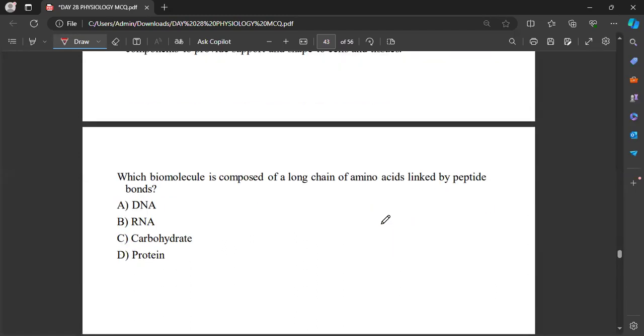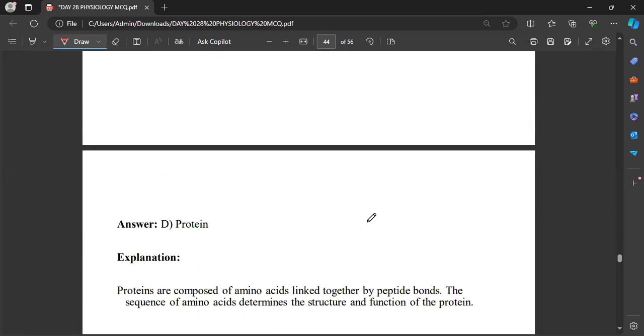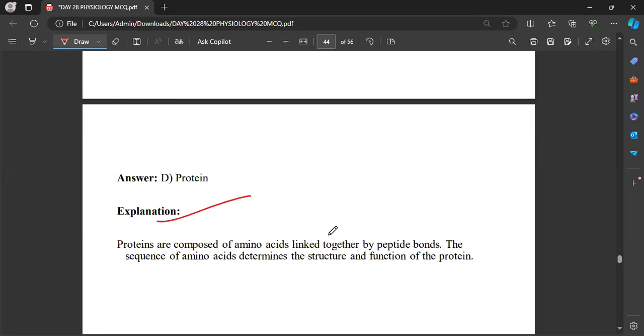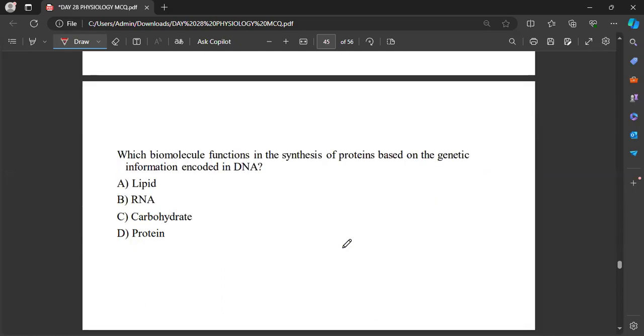Okay, now which biomolecule is composed of a long chain of amino acids linked by a peptide bond? Yeah, that will be protein. Okay, if it is a peptide bond, that will obviously be protein.